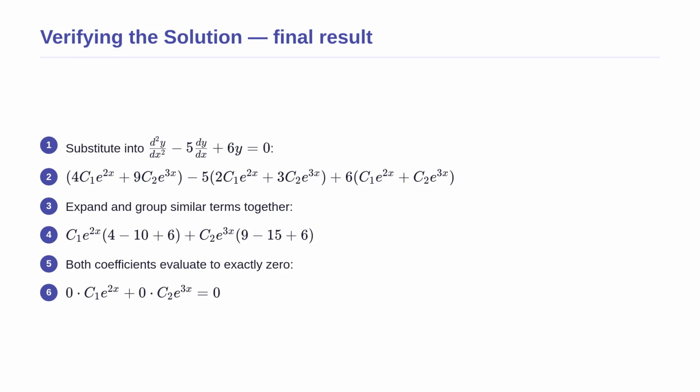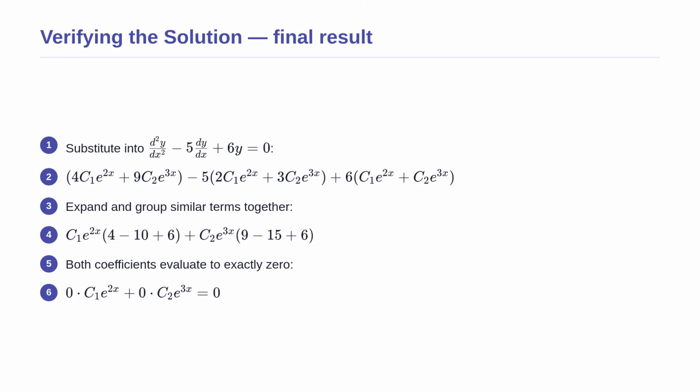We plug the original function, its first derivative, and its second derivative back into the left side of our original differential equation. We carefully expand the expression by distributing the negative 5 and the positive 6. Next, we group the similar terms together. We gather all the terms containing e to the 2x and all the terms containing e to the 3x.